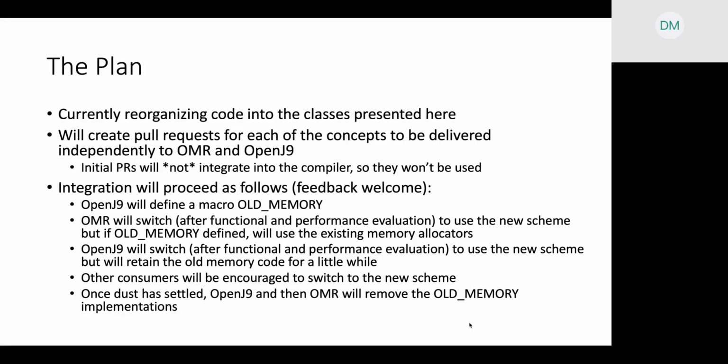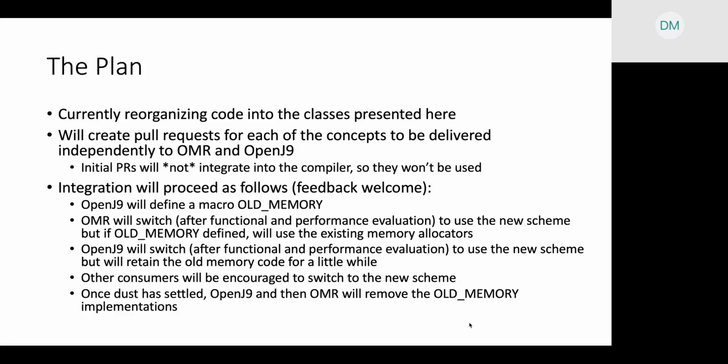So right now what I'm doing is putting together PRs, basically one PR per major concept. There'll be one for all the RawAllocator stuff, one for the SegmentAllocator, one for the segment cache, and so on. And what I'm going to do is contribute the code without integrating it into the rest of the project. So the code will be there, but it won't be used by anything. You'll still be using all of the old stuff. And then there'll be a plan to integrate those classes into the rest of the project.